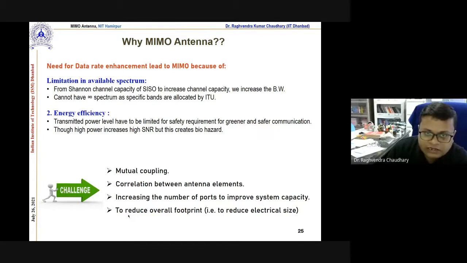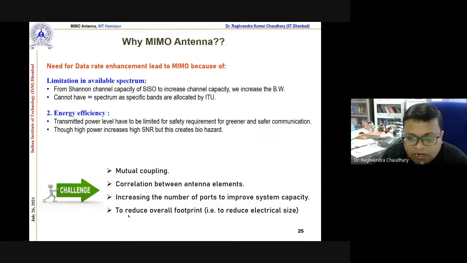So with this, the MIMO antenna came. Finally, there was hope that we may find a solution to overcome these problems. Try to understand the challenges: the mutual coupling, first, as I told you. Then there is correlation in the far field region, like we measure with the ECC. We need to improve these things, the correlation coefficient.